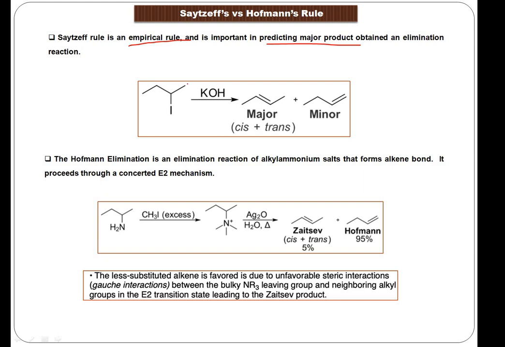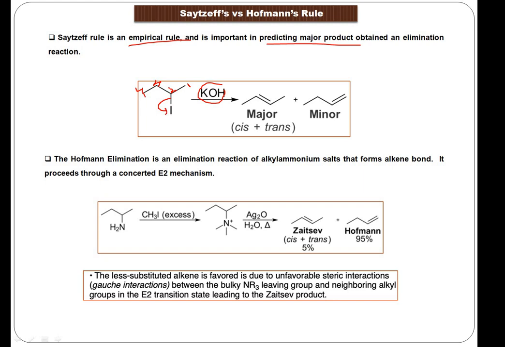Now, this is an organic compound. Let me first name this. This is carbon 2, this is carbon 3 and this is carbon number 4. At the 2 position we have iodine, so this is 2-iodobutane. Now 2-iodobutane, when it is treated with potassium hydroxide, undergoes dehydrohalogenation. So the halogen will leave from here.